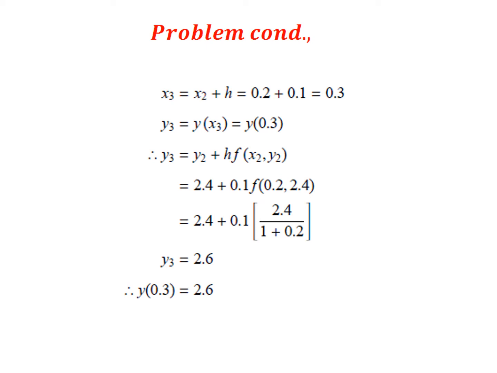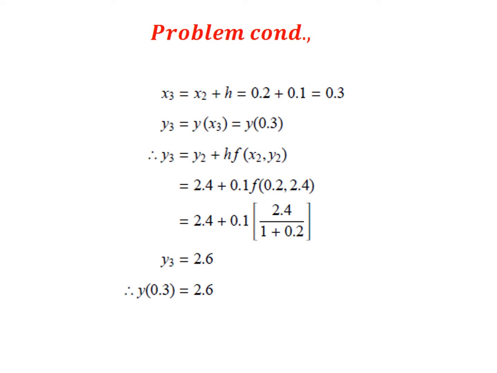So y3 is equal to, by Euler's algorithm, y3 formula is y2 plus h into f of x2 comma y2. Because the general form is yn is equal to y of n minus 1 plus h into f of xn minus 1 comma yn minus 1. So therefore I'm replacing n is equal to 3 in the general form. I will get this form. Okay, I'm replacing x2 y2 value in this formula. I will get this equation.